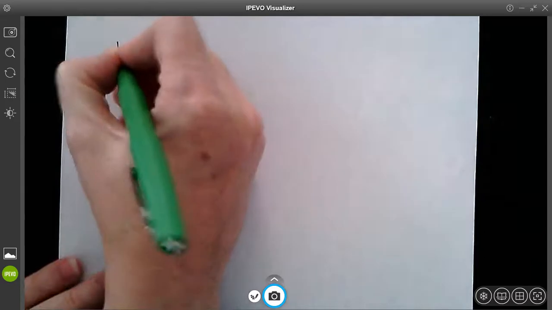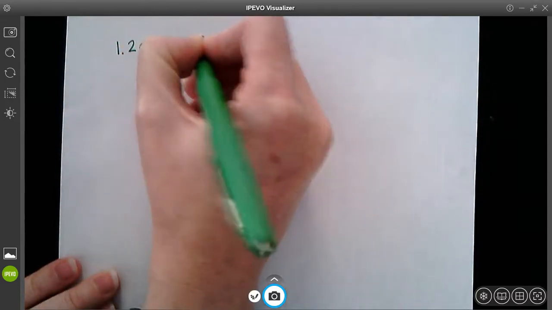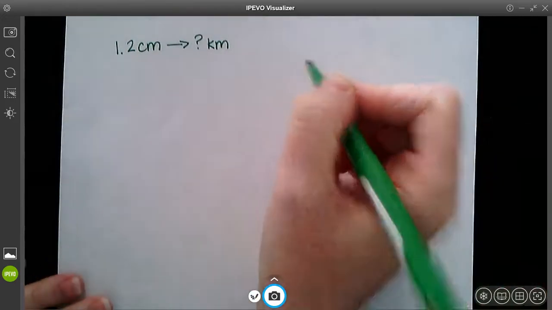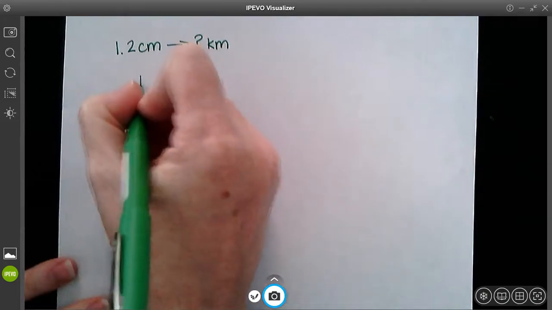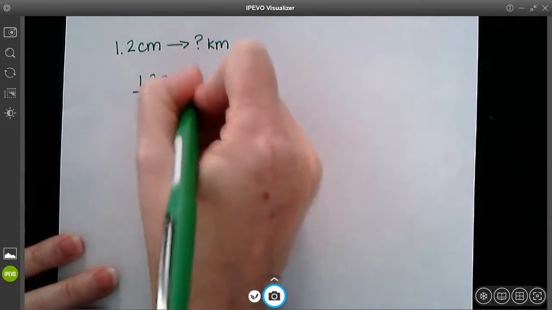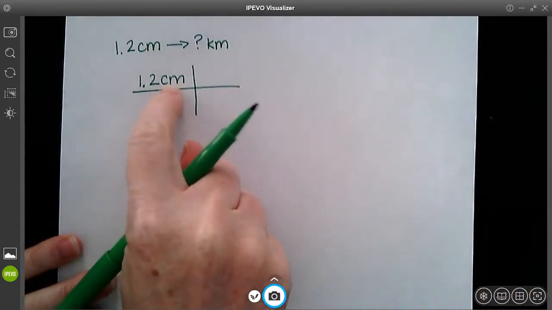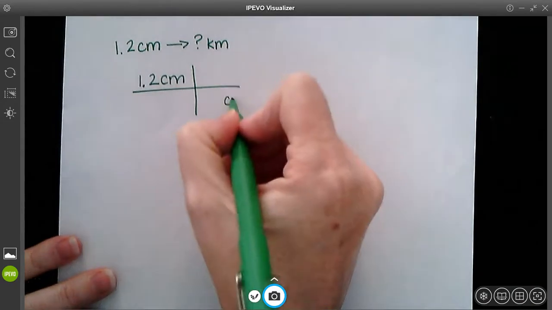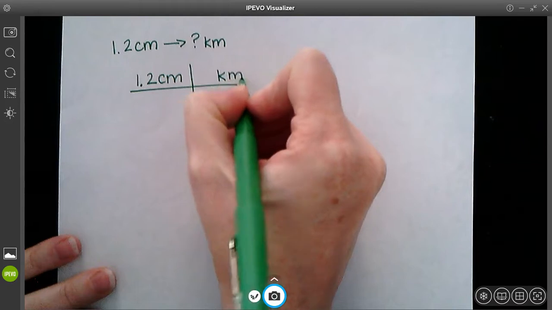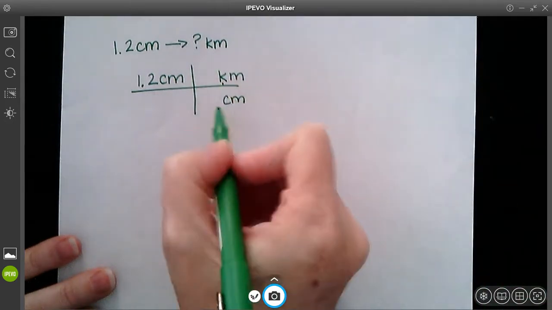Let's say I want to take that 1.2 centimeters and ask, how many kilometers is that? So I use the make-a-date rule. I write down my original value, 1.2 centimeters, and then I do my railroad tracks for dimensional analysis. I take my unit and put it on the bottom so it will eventually cancel. And what I want, kilometers, I put on the top.